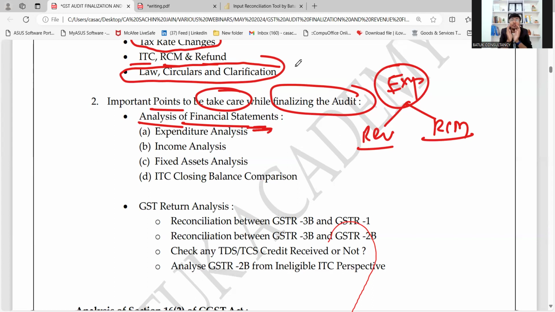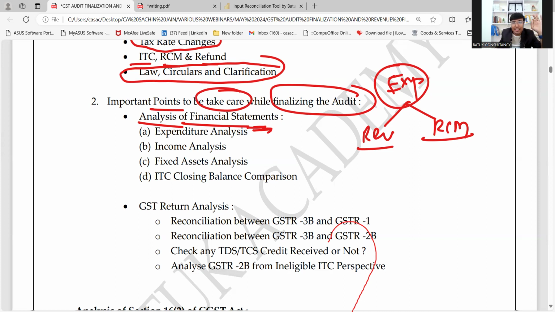So whenever we find certain things in the financial statement, while looking at my trading profit and loss account, if I see any expenditure on which input should be reversed or RCM should be applicable, in that case I just need to check whether the reversal has already been done by the taxpayer or not, or whether the RCM has already been paid by the taxpayer or not. This is the thing I just need to ensure.